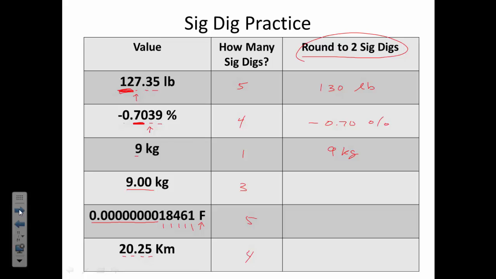I'm rounding this to 2, so here's my 2 digits right here. I'm going to use this 0 as my rounding digit. Well, 0 is going to stay 0, so it's going to be rounded to 9.0 kilograms.